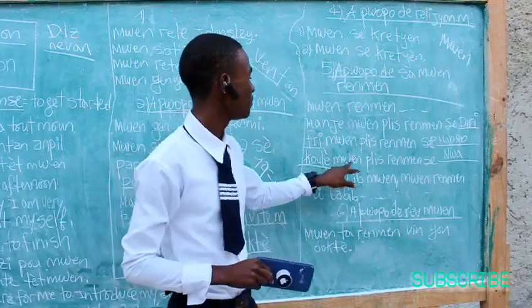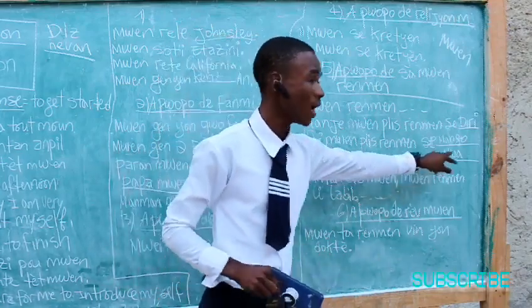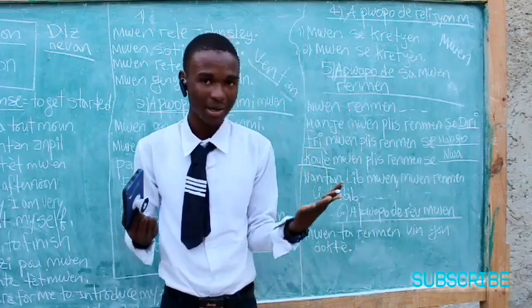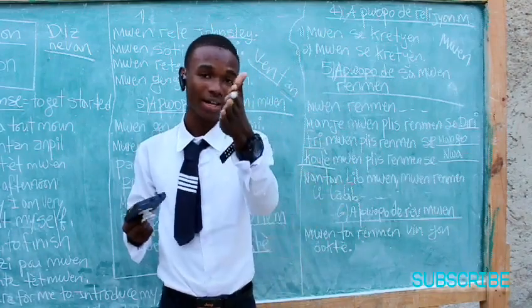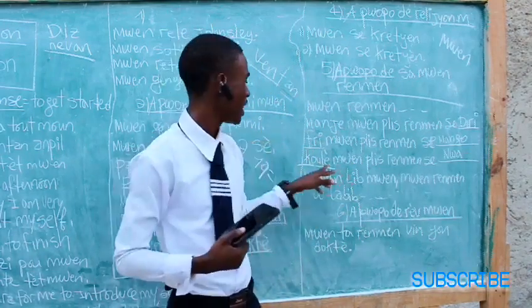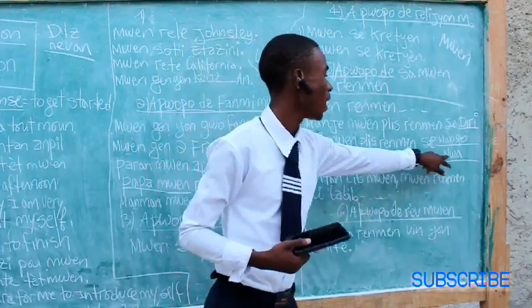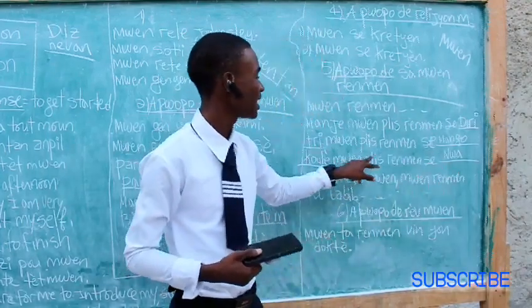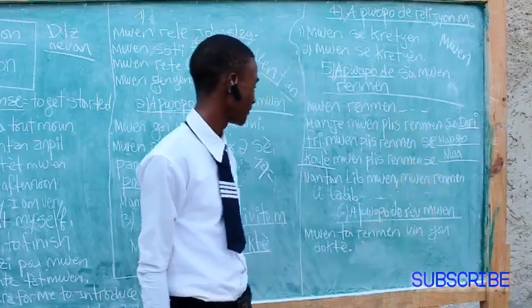Okay. Couleur moi plus aimé c'est noir. I am black. I'm a black man. Okay, and you are white. Ou blanc moi noir. Okay. Couleur moi plus aimé c'est noir. Couleur moi plus aimé c'est blanc for white.